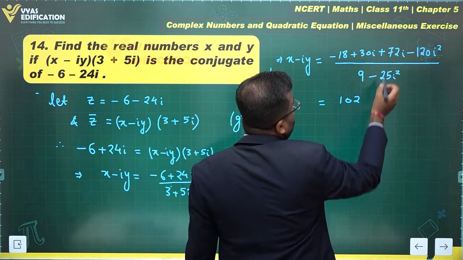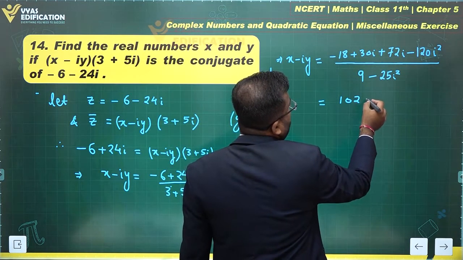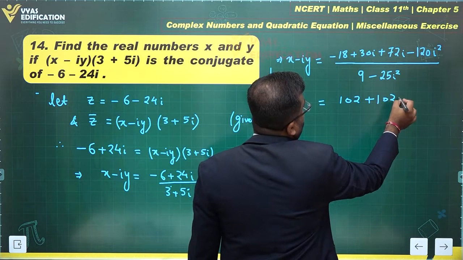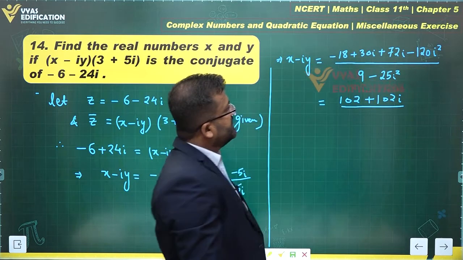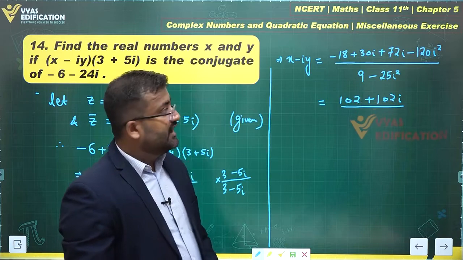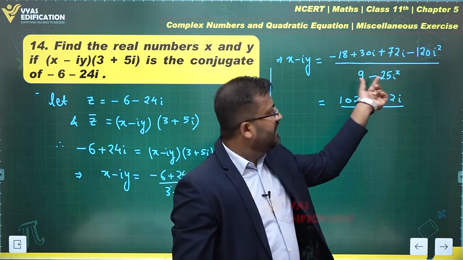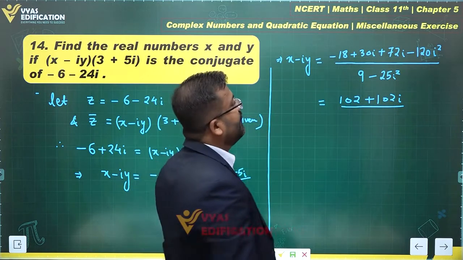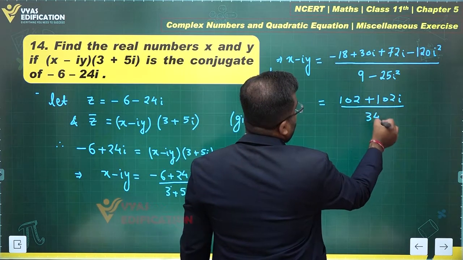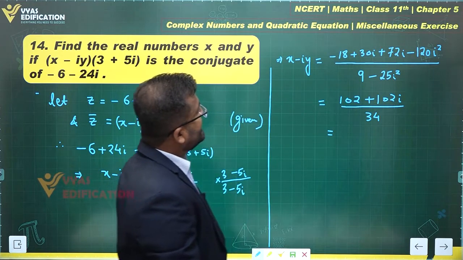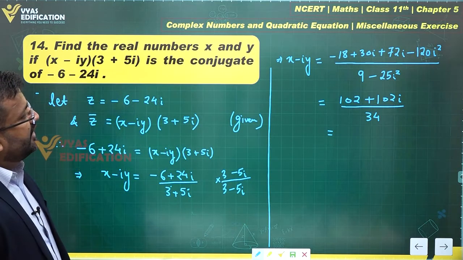This is 72 plus 30, which is plus 102i in the numerator, as you can observe, right? What about the denominator? In the denominator, you have 25i squared. i squared is minus 1. This becomes plus 25. Plus 25 plus 9 is 34 actually. 34 in the denominator. Can you observe that? Yes. This is 34 in the denominator.